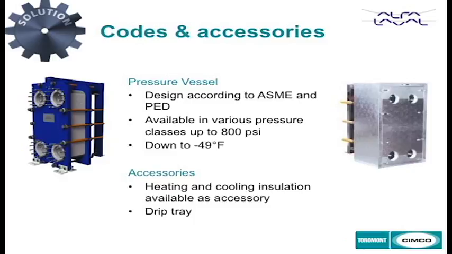We have codes and accessories: ASME design, PED, and design pressures up to 800 psi, operating temperatures down to minus 49 F. We have accessories: heating and cooling insulation available, drip tray, and as well we have strainers, strainer ports that we can put on the back of a heat exchanger.